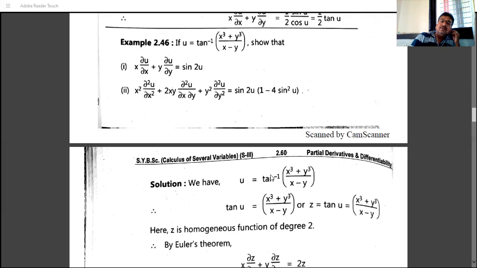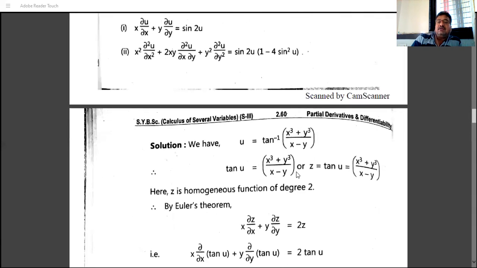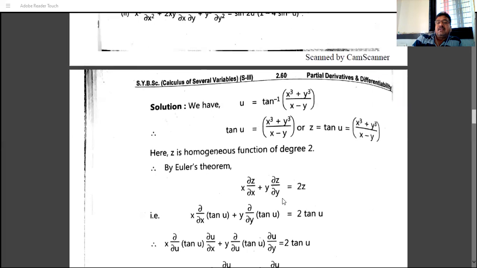So what is the procedure? Shift this tan inverse to LHS. What do we have? Tan u is x cube plus y cube divided by x minus y. And suppose this function is z. We denote this function by z, that is tan u equals x cube plus y cube over x minus y. And then this z becomes a homogeneous function of degree: the degree of numerator is 3, the degree of denominator is 1. So 3 minus 1 is equal to 2. And therefore by Euler's theorem, x ∂z/∂x plus y ∂z/∂y is 2z. Use the notation z or f. If you use the notation f, then what do we have?